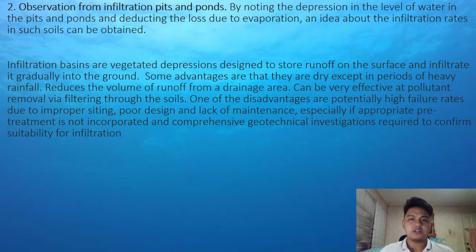Some advantages are that they are dry except in periods of heavy rainfall, they reduce the volume of runoff from a drainage area, and they can be very effective at pollutant removal via filtering through the soils. But one of the disadvantages is the potential for high failure rates due to improper siting, poor design and lack of maintenance, inappropriate pre-treatment not being incorporated, and comprehensive geotechnical investigations being required to confirm suitability for infiltration.